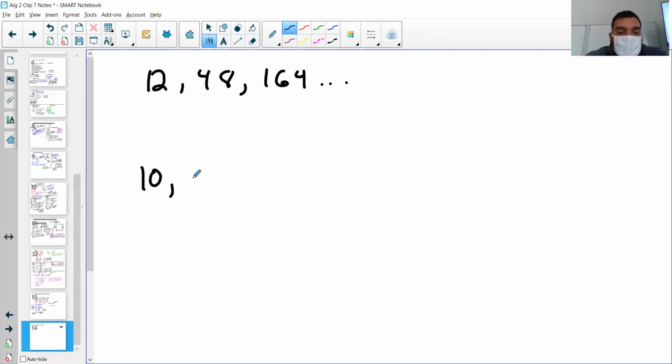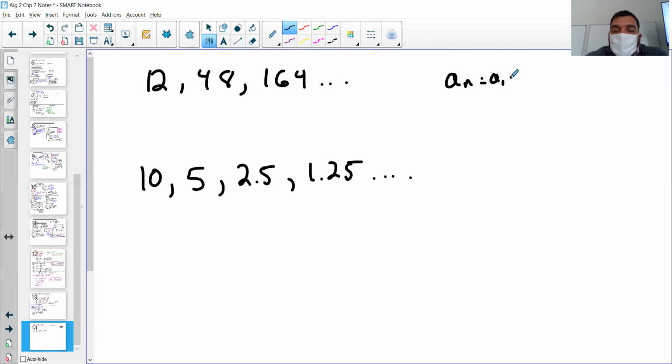Let's do 10, 5, 2.5, 1.25. So I want you just to make the equation, the AN equals... I just want the equation. So just with n, you just leave it as n. So give me the A1 and the R basically. What is the pattern?